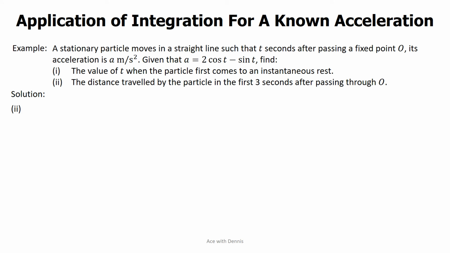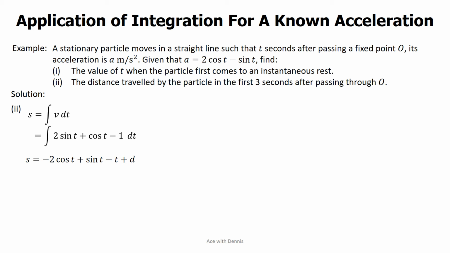Here is the solution for part 2. To find the distance traveled, we need to find the equation of the displacement, which is s equals the integration of v dt. So it is the integration of 2 sine t plus cosine t minus 1 dt. And we get s equals negative 2 cosine t plus sine t minus t plus d.